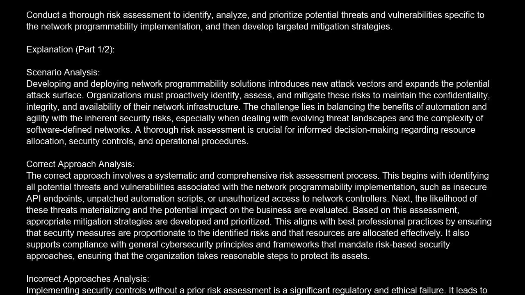The correct answer is B. Conduct a thorough risk assessment to identify, analyze, and prioritize potential threats and vulnerabilities specific to the network programmability implementation, and then develop targeted mitigation strategies. Explanation: scenario analysis. Developing and deploying network programmability solutions introduces new attack vectors and expands the potential attack surface. Organizations must proactively identify, assess, and mitigate these risks to maintain the confidentiality, integrity, and availability of their network infrastructure.